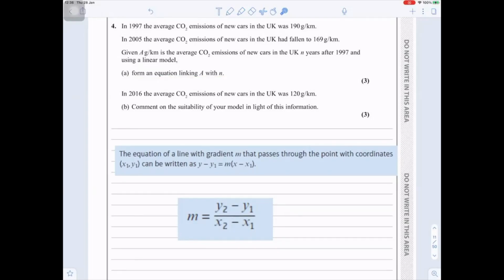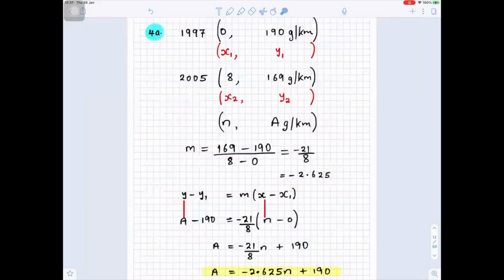So we are going to use this formula at the bottom: Y minus Y1 is equal to M bracket X minus X1. And we're going to use this one, the equation for gradient, Y2 minus Y1 over X2 minus X1. So in 1997, we have 0, that's the start, and 190 grams per kilogram. So that's your X1, and that's your Y1.